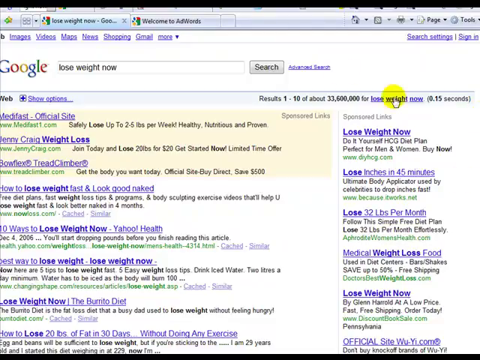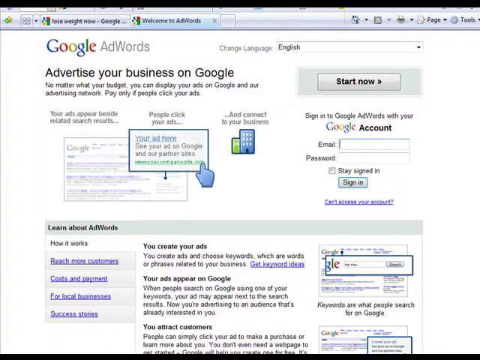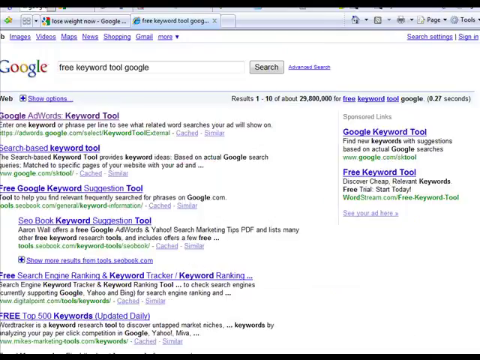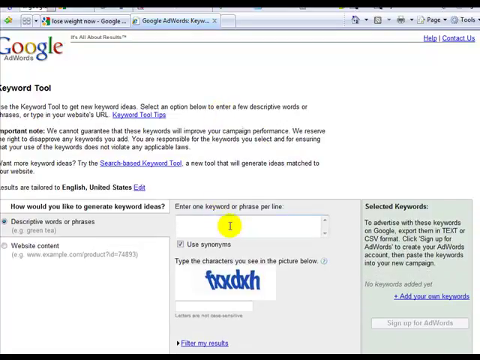If I was going to run a campaign on pay-per-click, I would go to the Google free keyword tool. I'm just going to type "free keyword tool Google" in the search engines. Once you're inside AdWords, they have a tool as well. I think it's the same thing. So let's say that I wanted to get involved in lose weight. I type this in, and it's going to give me two things.